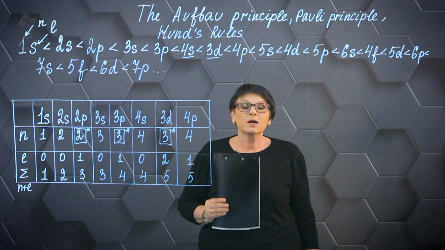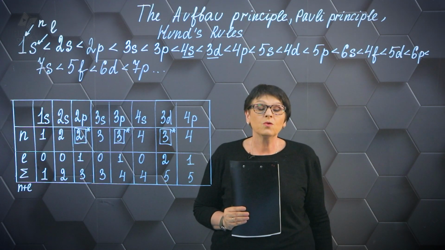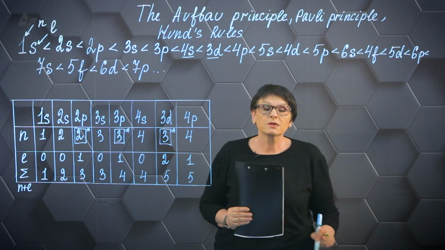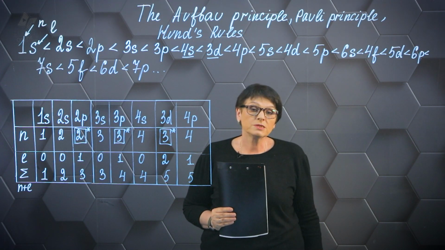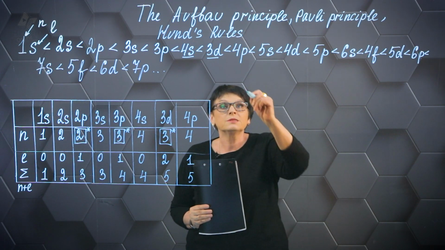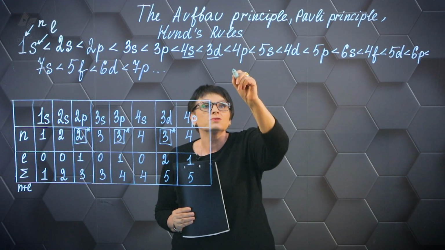Now, let's find out how the electrons are filled in quantum cells when we show the electrons as arrows in these quantum cells. So, let's explain how the Pauli principle works.